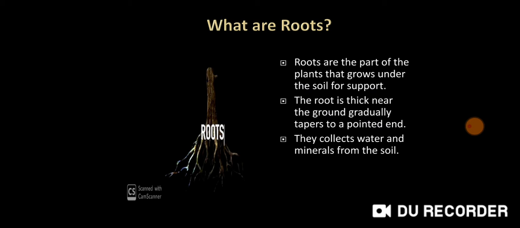Now we see the different types of roots and their functions. First we see what are roots. Roots are the part of plants that grows under the soil for support. The root is thick near the ground and gradually tapers to a pointed end. They collect water and minerals from the soil. This is the picture of roots.